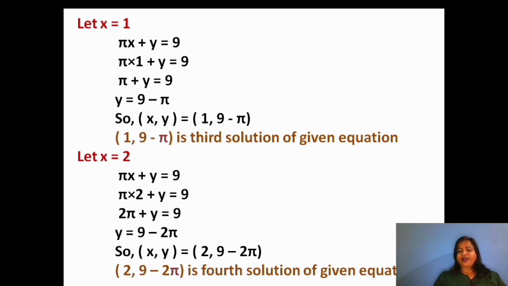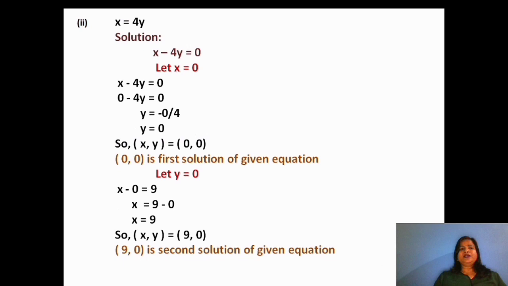Now we have to find 4 solutions of the third equation. Here we have given x is equal to 4y. Now we will start the solution. In this equation we have taken 4y on the left hand side. So x minus 4y is equal to 0.